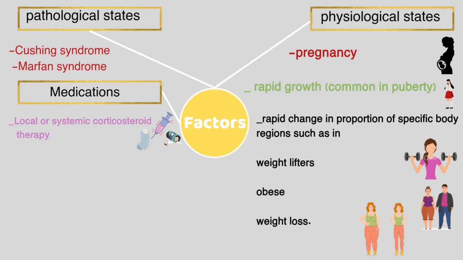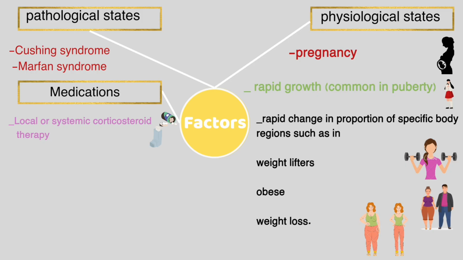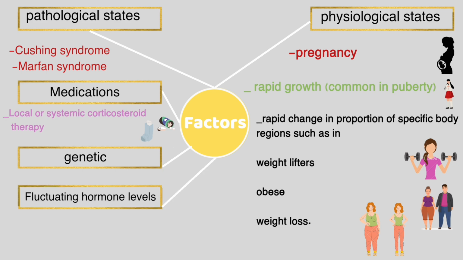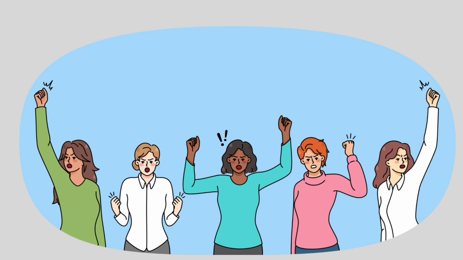Medications. Stretch marks sometimes may occur as a side effect related to drugs such as local or systemic corticosteroid therapy. Increased steroid levels cause decreased production of collagen by fibroblasts, resulting in less elastic fibers in the matrix of the dermis. Other factors include genetic predisposition and fluctuating hormone levels, especially corticosteroid hormones. Gender also matters, as females are more prone to developing stretch marks.